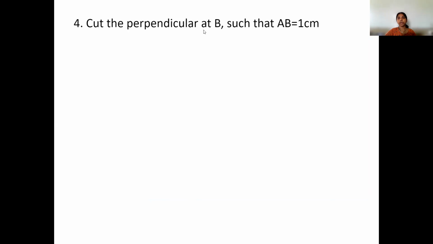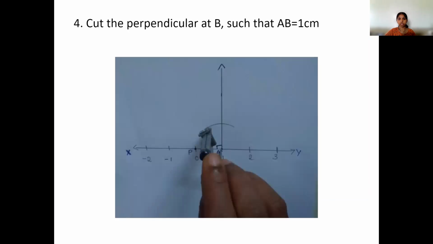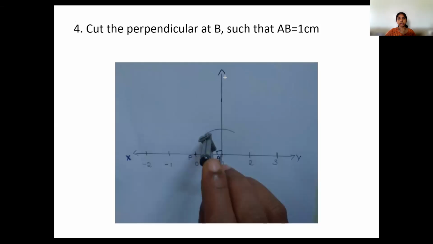Next, see what to do. Now cut the perpendicular at B such that AB is equal to 1 centimeter. Now we have got a perpendicular, correct? We have this line as a perpendicular. That means in your compass, you have to take a 1 centimeter measurement. With that 1 centimeter measurement, you have to cut this perpendicular.